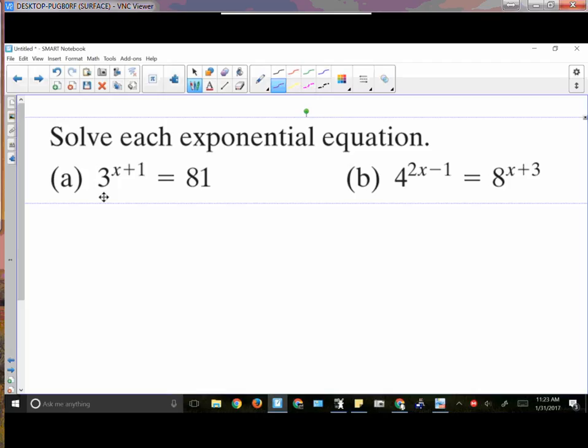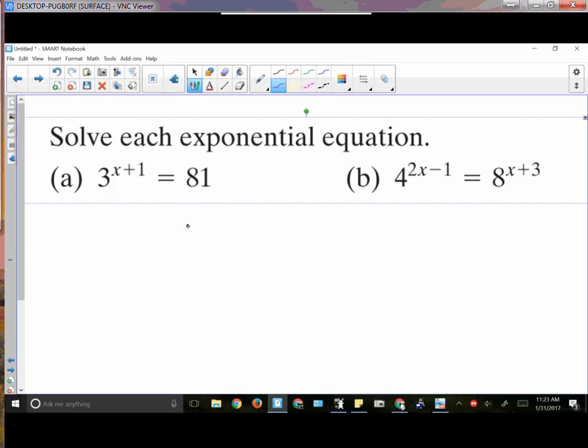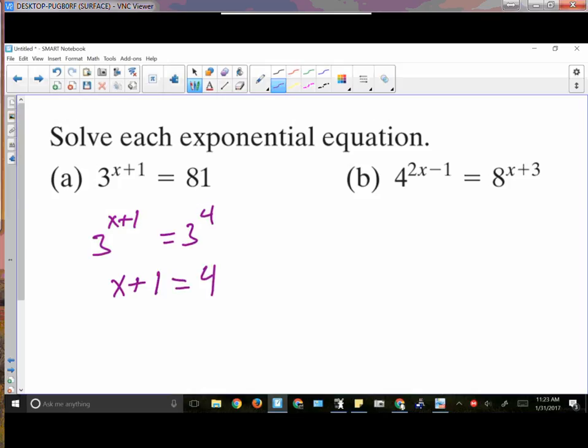What is 81 in terms of prime numbers? Well, 81 would end up being 3 to the 4th power, right? Because 3 times 3 is 9, times 3 is 27, times 3 is 81. So if I've got 3 to the x plus 1 is equal to that, and these bases are the same, can I just do a little substitution and say that this is going to be the case? Does that follow for you?